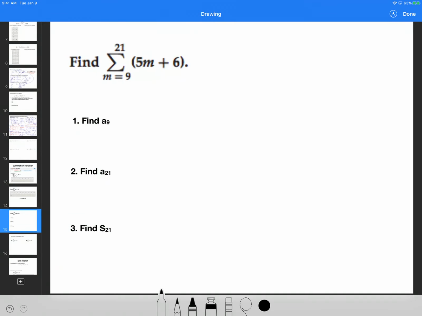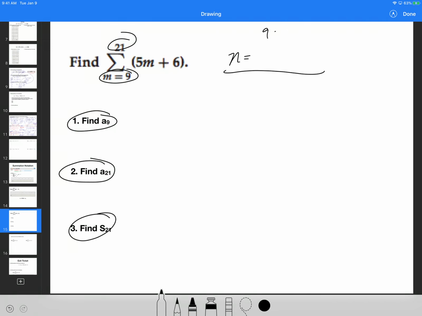Okay, and now what I would like you guys to do is pause the video, and if you'd like to draw the chart, that's fine, but I would like you to find the first term of the sequence, which is the 9th term, the last term of the sequence, which is 21, and I would like you to find the sum. Remember, you need to find the total n value between 9 through 21, and I hope you realize it's 21 minus 9 plus 1. Don't forget to add the plus 1 at the very, very end. Okay? Pause the video and play it again once you have all the answers.